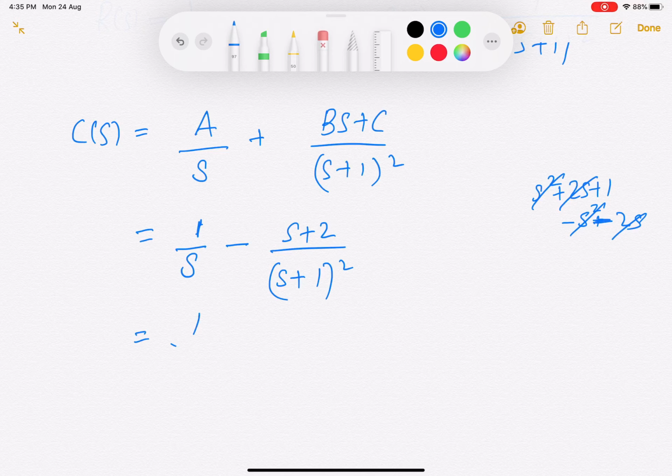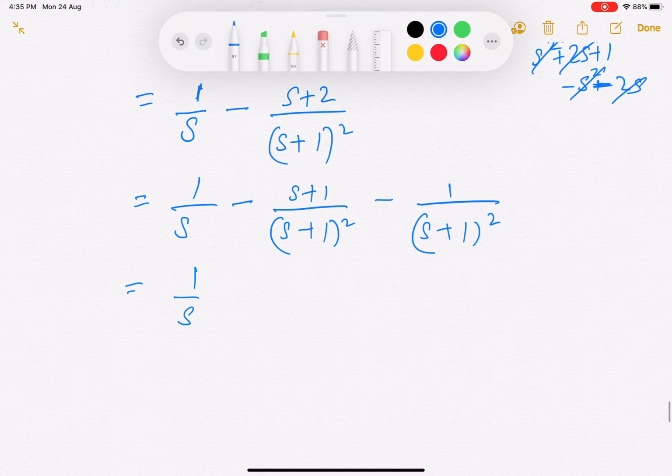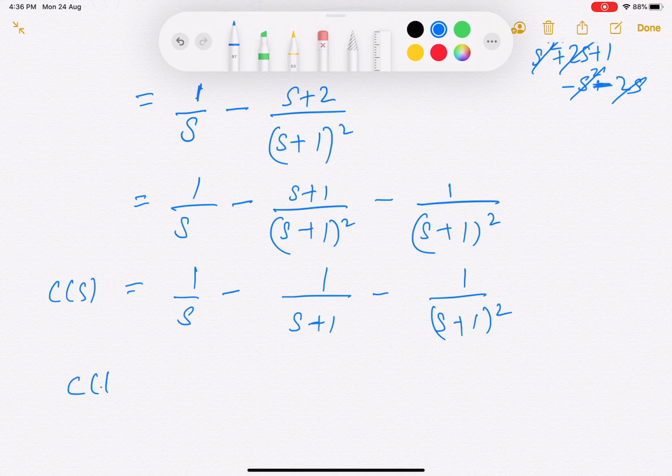So you can open this up further in order to solve it. So this will be (S plus 1) divided by (S plus 1) whole square minus 1 divided by (S plus 1) whole square, and this is going to be 1 by S minus 1 by (S plus 1) minus 1 by (S plus 1) whole square. And if you take the Laplace inverse of this to find c(t), you'll get 1 minus e to the power minus t minus t e to the power minus t.